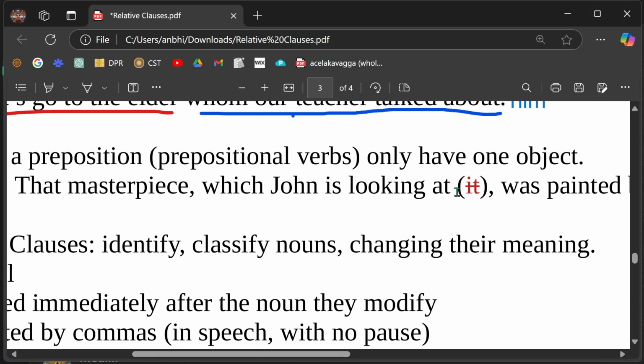Okay? Sorry? The masterpiece at which John is looking? Yeah, I think it's okay. But if it's a phrasal verb, I think it has to be at the end. Okay? I think there is more information coming, according to my memory. Okay?